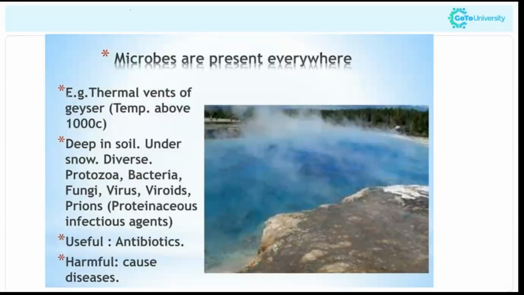For example, in the thermal vents of the geyser, the temperature is about 100 degrees Celsius. There also we have microorganisms. And deep in the soil, under the snow, diverse protozoa, bacteria, fungi, viruses, viroids are present. Now, one among the applications of these organisms is that they produce antibiotics. And one among the harmful effects of these organisms is that they cause diseases.